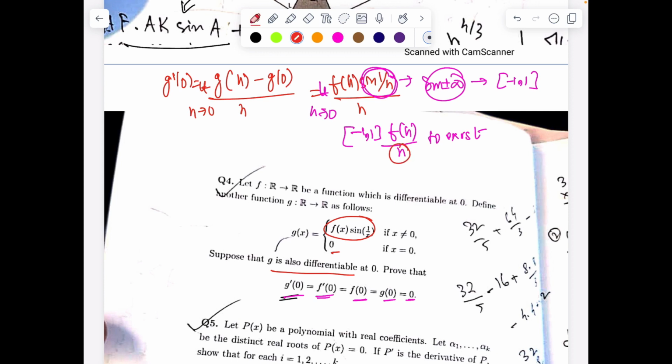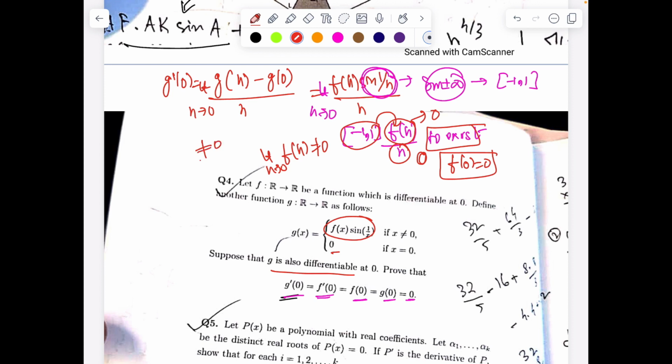Okay, g is also differentiable, which means this should exist from both sides. Since the denominator is tending to 0, and we know this sine factor is between minus 1 and 1, multiplied by f of h, clearly f of h must also tend to 0. It means the limit as h tends to 0 of f of h must be 0, and that forces f of 0 to be 0, because if the limit of f of h is not 0, then we'll get a non-zero value divided by 0, and that will definitely be a non-existent limit. So from here this part is done, f of 0 is 0.